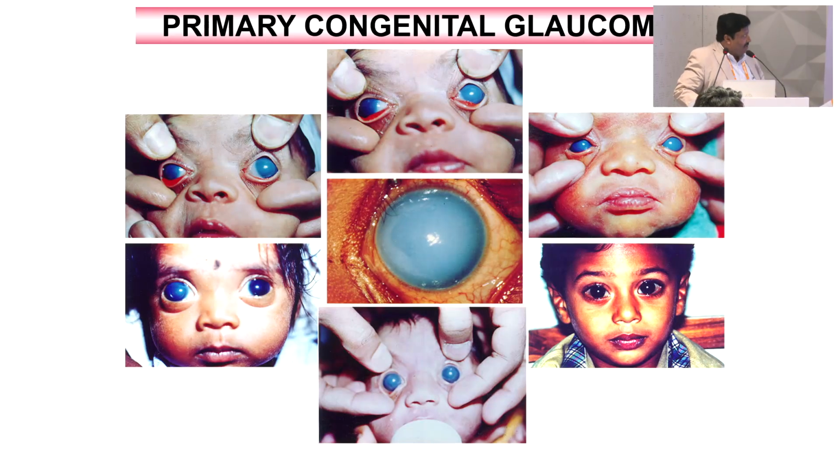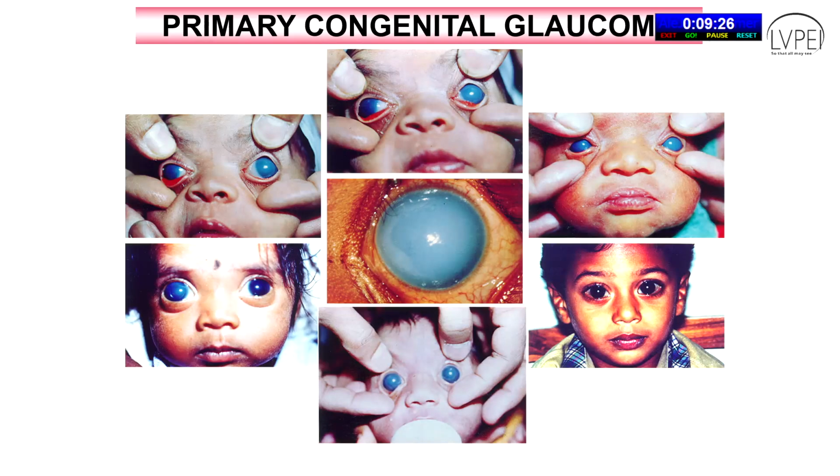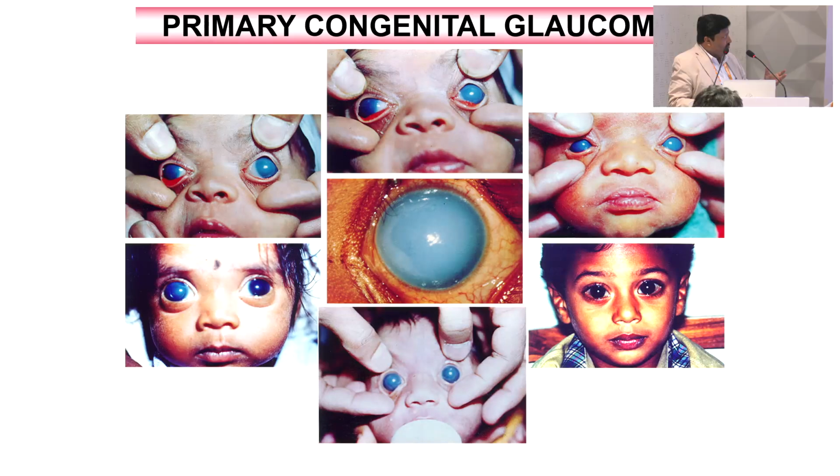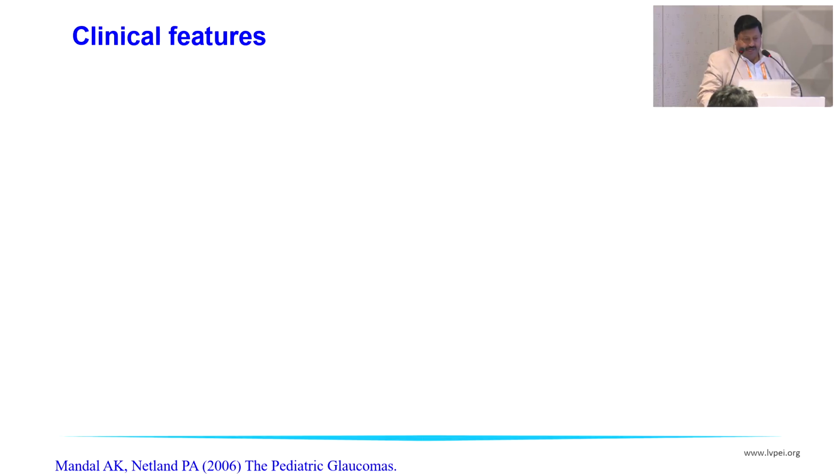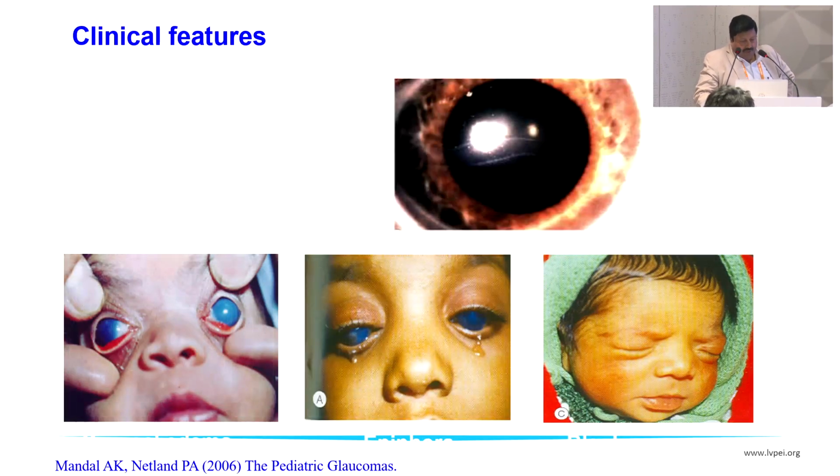So primary congenital glaucoma, as we all know, is a developmental disease, with an etiology that involves restricted ocular outflow because of the development. There is a defect in the trabecular meshwork and the anterior chamber angle causing a rise in pressure, and the clinical features include Haab's striae, blepharospasm, photophobia, and so on.